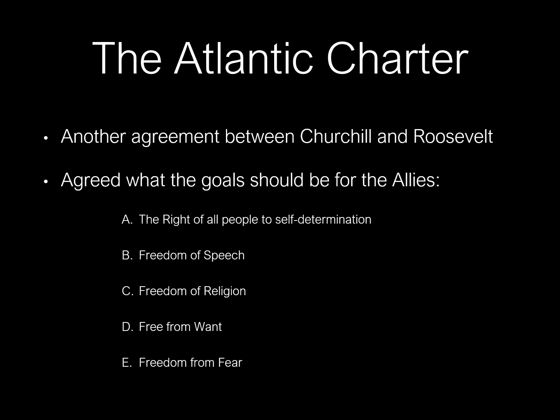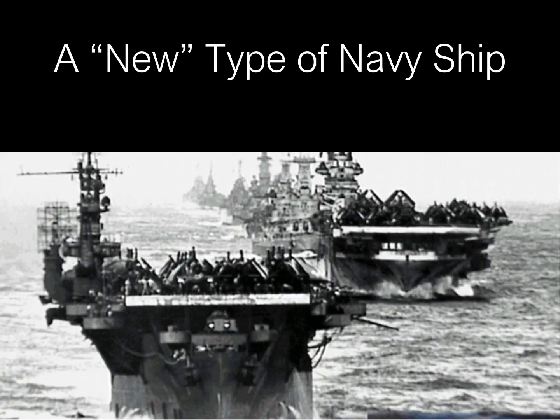Axis powers. There was also the Atlantic Charter agreement between Churchill and Roosevelt, where, unlike World War One, the Allies would have goals: the right for all people to self-determination, freedom of speech, freedom of religion, freedom from want, freedom from fear. These were the stated goals of why they were fighting against the fascist Axis powers of Germany, Italy, and Japan.